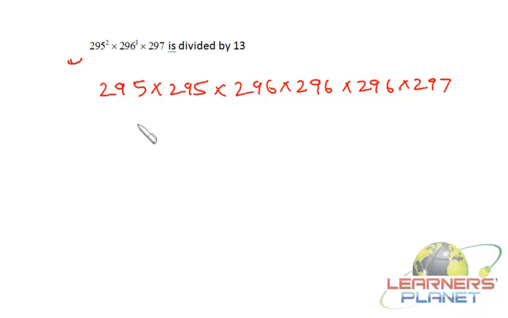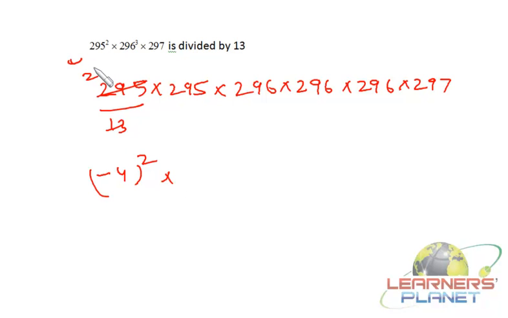Okay, now 295, if it is divided by 13, the remainder will be, so I divide it over here. 13 2s are 26. I get 3 and 5. So it's 35. 35 is 4 less than 39, which is a multiple of 13. So 295 will be 4 less than the multiple of 13. So what I'll be getting as remainder, it's minus 4. So minus 4 2 times, since 295 square is there.